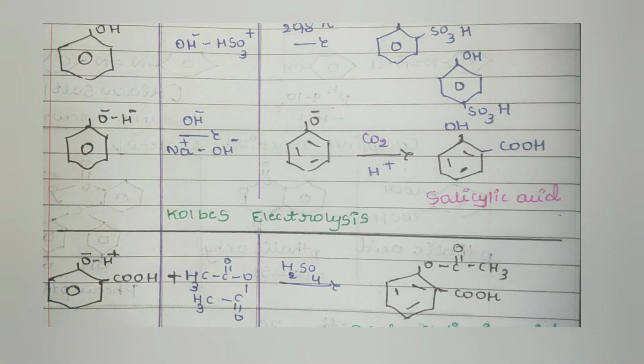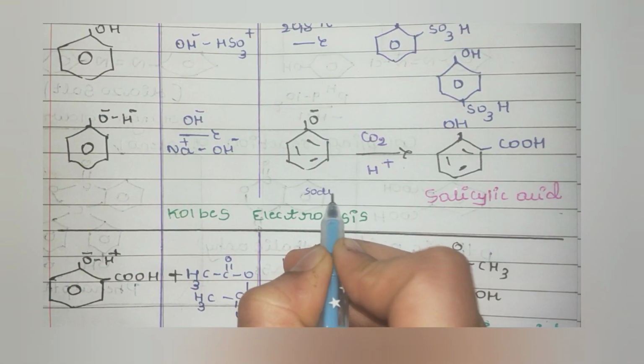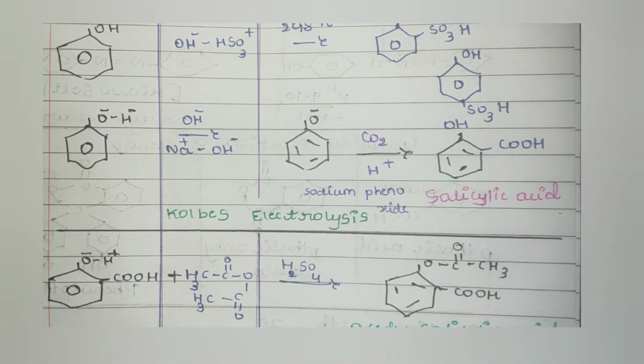It means salicylic acid. When phenol is treated with sodium hydroxide, it first gives sodium phenoxide. Further it is treated with carbon dioxide, which acts as a weak electrophile, and on acidification it gives salicylic acid. This reaction is called Kolbe's reaction.